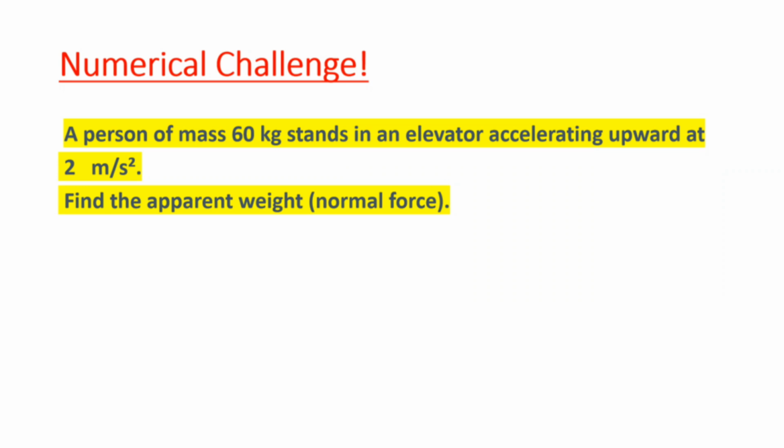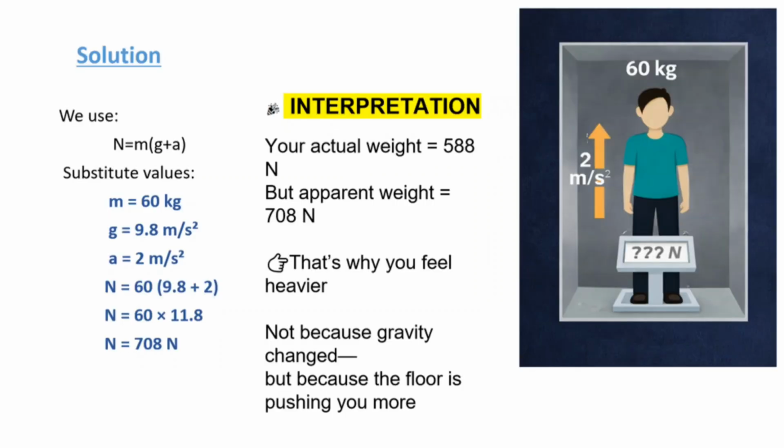Now let's have a numerical challenge. A person of mass 60 kilograms stands in an elevator accelerating upward at 2 meters per second square. Find the apparent weight or the normal force. Now let's solve. As the elevator is accelerating in upward direction, we will use the equation that we have already derived for the normal force or the apparent weight of the person as m times g plus a. So putting the values, you are given all the values. Using all these values in the relation, we get the normal force or the apparent weight as 708 newtons.